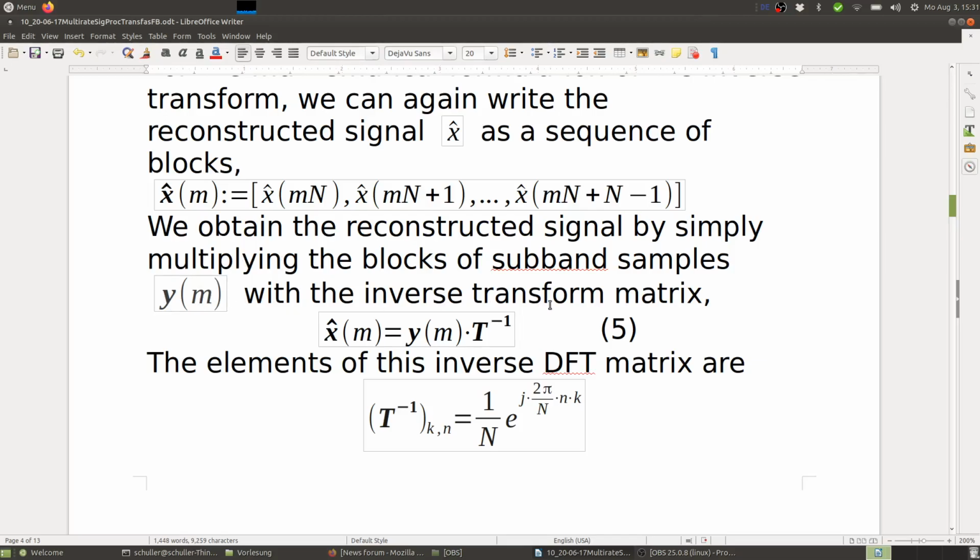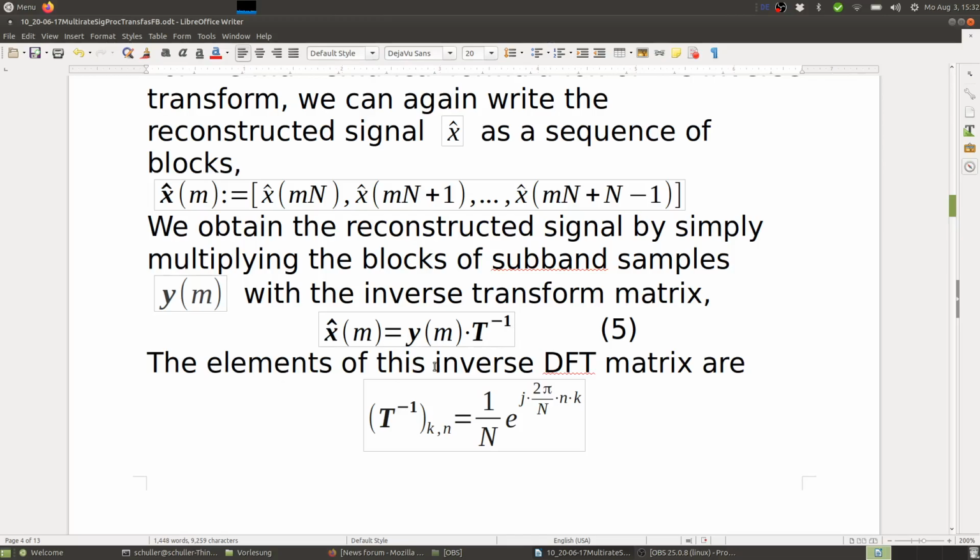So remember, the y of m came from multiplying the x of m with the transform matrix T, and now we multiply it with T inverse and we get back to x, or rather x hat, because we are not sure if it's the same.